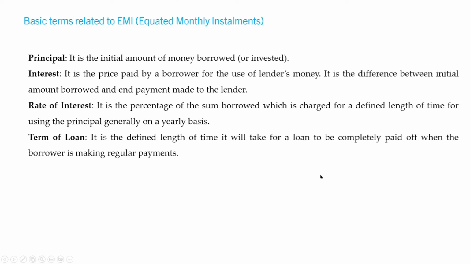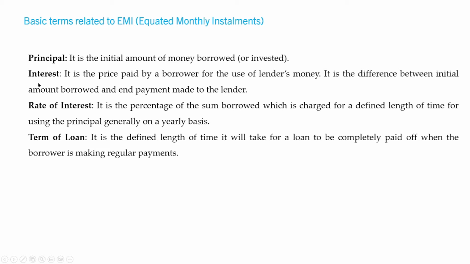Now before seeing the formula for EMI, we will see some of the basic terms related to EMI. Each of these terms we are all familiar with. Now let us just have a recap of all these terms. The first one is principal. Principal is the initial amount of money that is being borrowed or invested, or it is the amount of money for which loan is taken in this context.